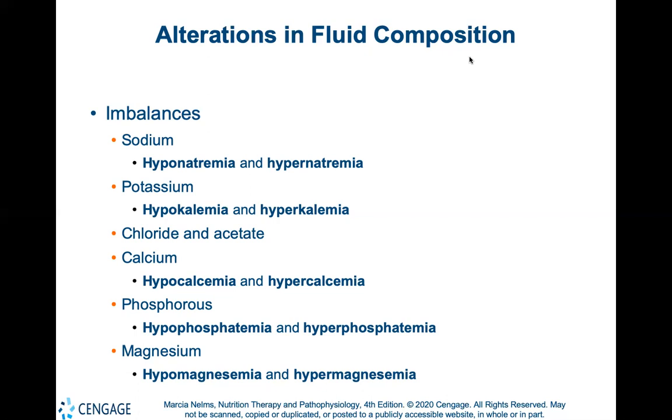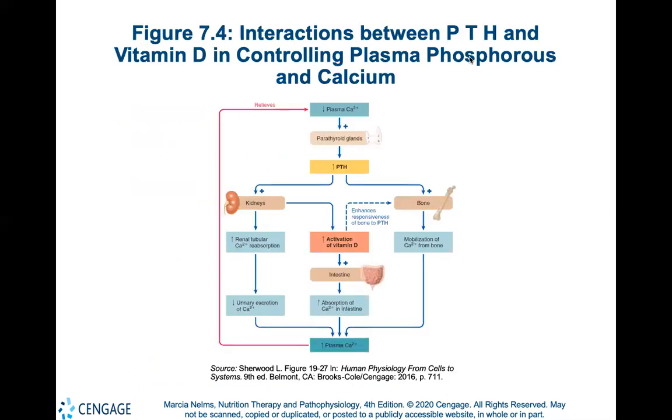As with other electrolyte imbalances, treatment of the underlying cause is crucial in correcting hyperkalemia. For long-term treatment of hyperkalemia caused by renal failure in chronic kidney disease, dialysis and a potassium-restricted diet are primary interventions. It is also crucial to prevent malnutrition through adequate nutrition support. Please review Figure 7.7, interaction between PTH and vitamin D in controlling plasma phosphorus and calcium.